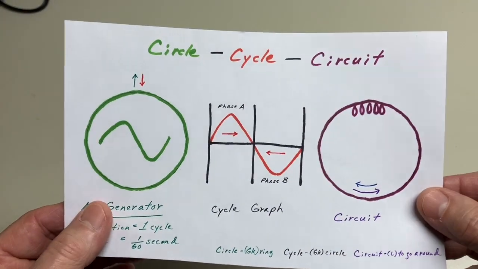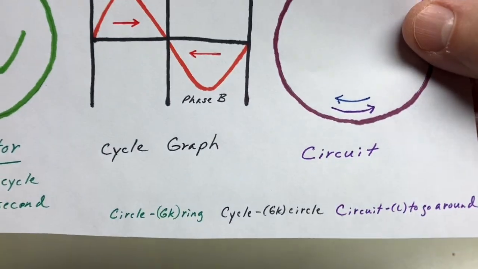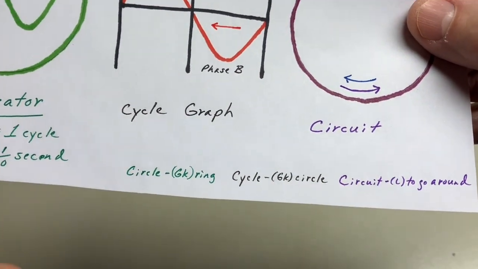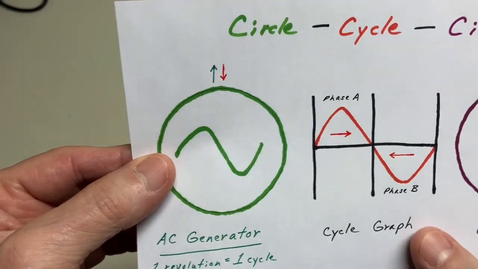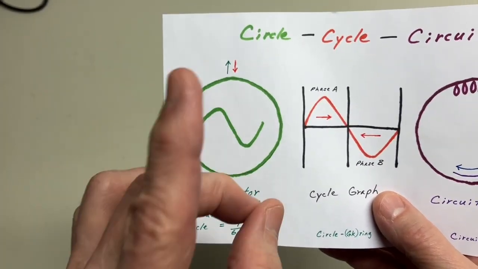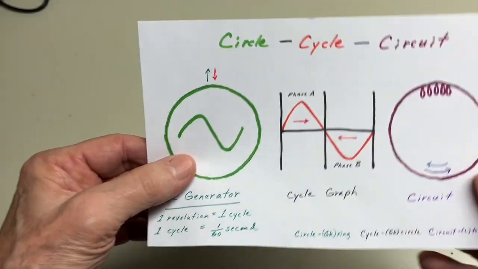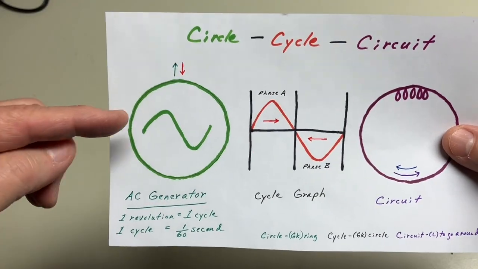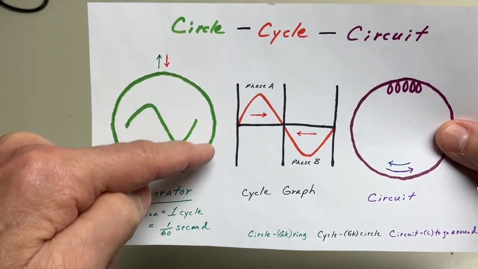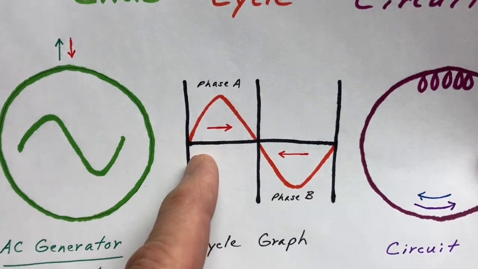So let's do a quick review of what I talked about in my previous videos. In the Greek and Latin languages, circle, cycle, and circuit pretty much mean the same thing. So when we look at the big picture to see where the service entrance panel would fit into the system, here we have the generator. The generator makes one revolution, right? And that revolution, theoretically, creates one cycle.